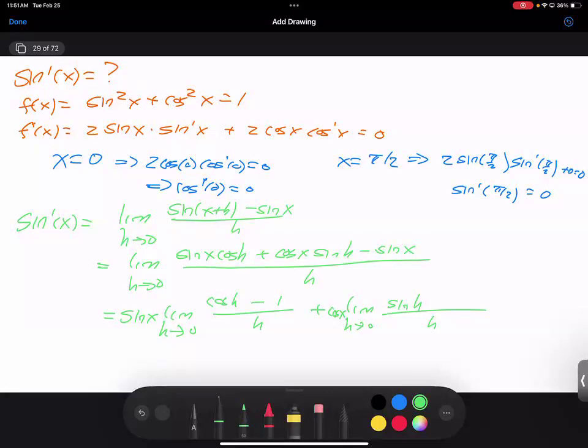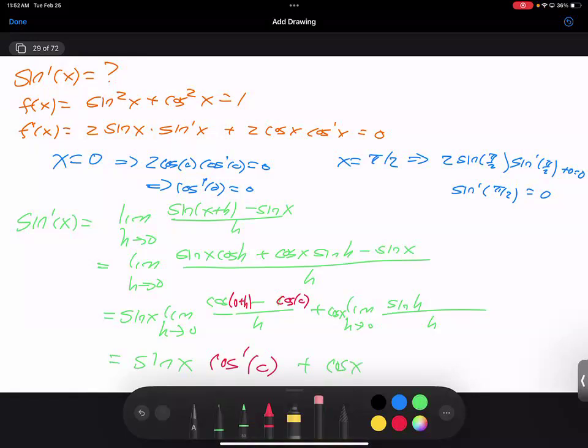Cosine 0. Yeah, I could write this 1. Let me change it and write cosine of 0. And then instead of writing cosine of h, what if I write that as cosine of 0 plus h minus cosine of 0 over h? What does that look like now? Yeah, so then this just becomes sine of x times cosine prime at 0 times cosine of x. Now, sine of h.